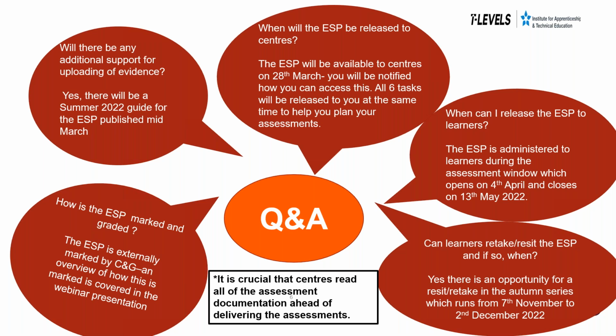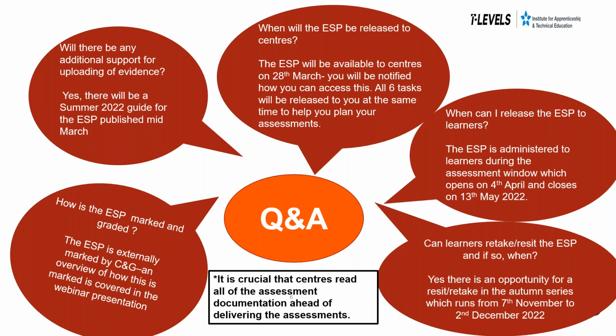We're going to be looking at, when can I release the ESP to learners? So the assessment window opens on the 4th of April and it closes on the 13th of May. During that time, that is when you will release the Employer Set Project to your learners. This is something that you may not know, that it is one task at a time, and those tasks must be in order of sequence, which will become clear later on.